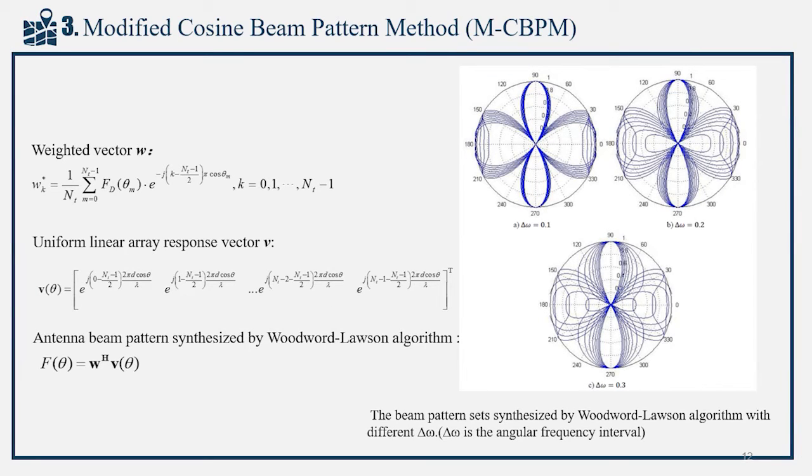According to the uniform linear array response vector V and weighted vector W, we can obtain the final antenna beam pattern created by the Woodward-Lawson algorithm. The following figures show the beam pattern size by the Woodward-Lawson algorithm with different delta omega. Delta omega is the angular frequency interval. We can find that with delta omega becoming larger, the difference between each pattern becomes greater.